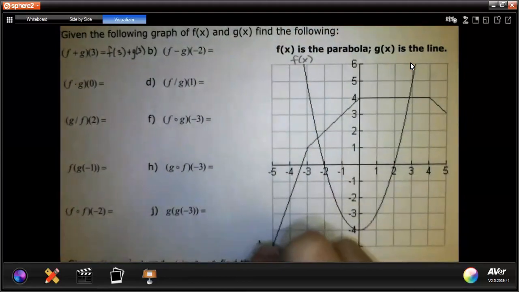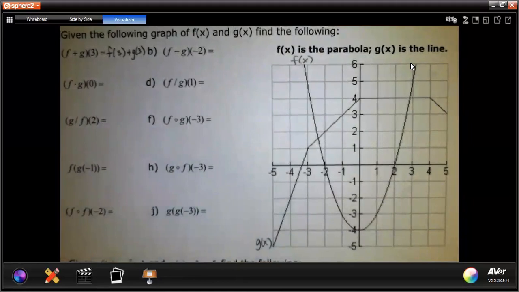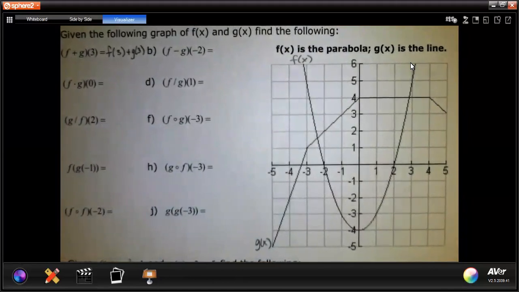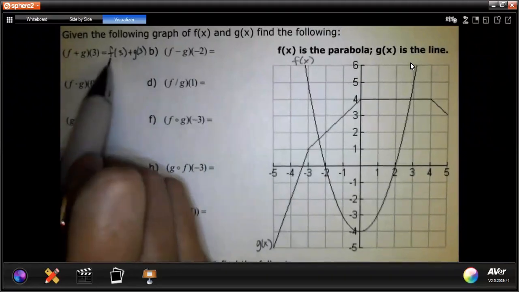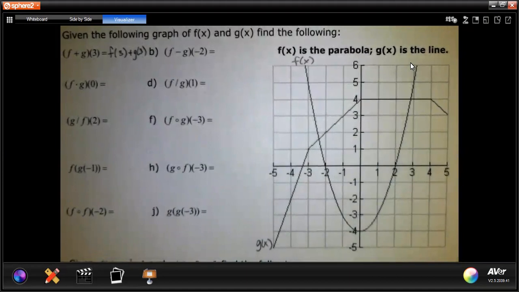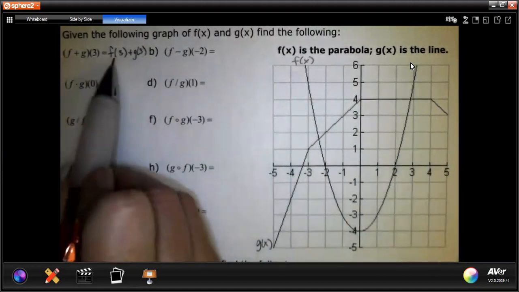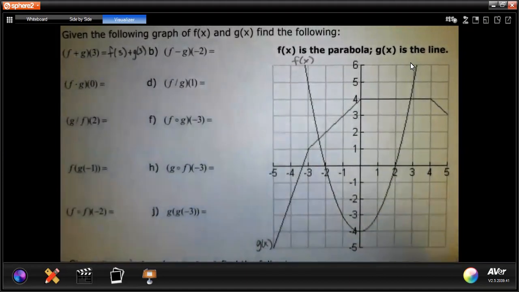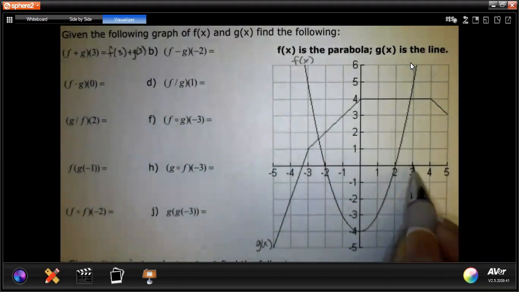And this is our g of x function. So that's important. See, this is that labeling where if we just did y equals, this would be harder. But because it's the f and the g, then we know which function it's talking about. They're labeled differently. So for f of 3, I would go to 3 on my x here, and I would go to the f function, which is the parabola.